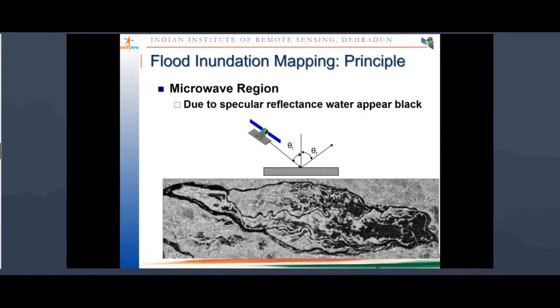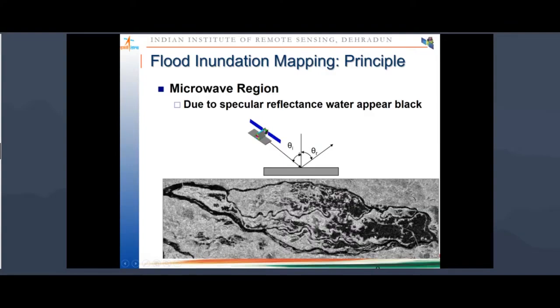Now you have to separate out the river water body and permanent water body from the flood water body. For example, you can look at this. This is near Kendrapada district in Odisha, and this is the Mahanadi river. You can see here the river portion. So you can separate it out, but all this is the flood water.